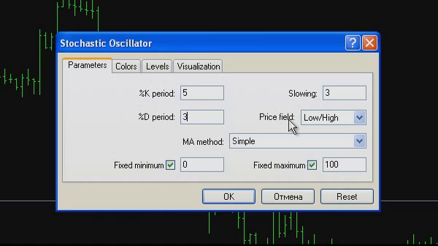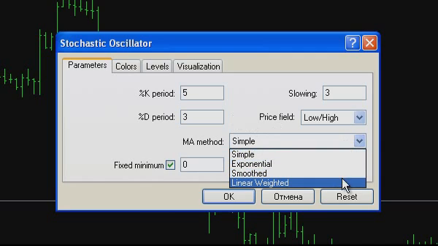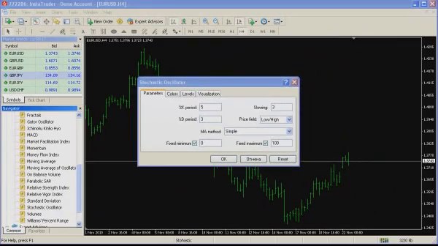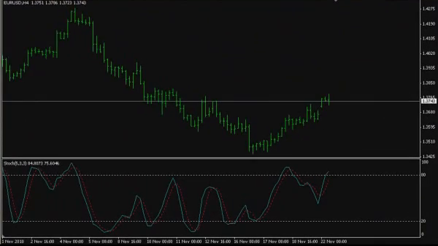The percent %D period is a period used for calculation of the moving average of the percent %K line, which is often drawn as a dashed line. The MA method is a method of simple, exponential or other type of smoothing which is used in the percent %D line calculation. Visually, on the screen, stochastic is represented by two lines which periodically intersect and move within the range from 0 to 100.